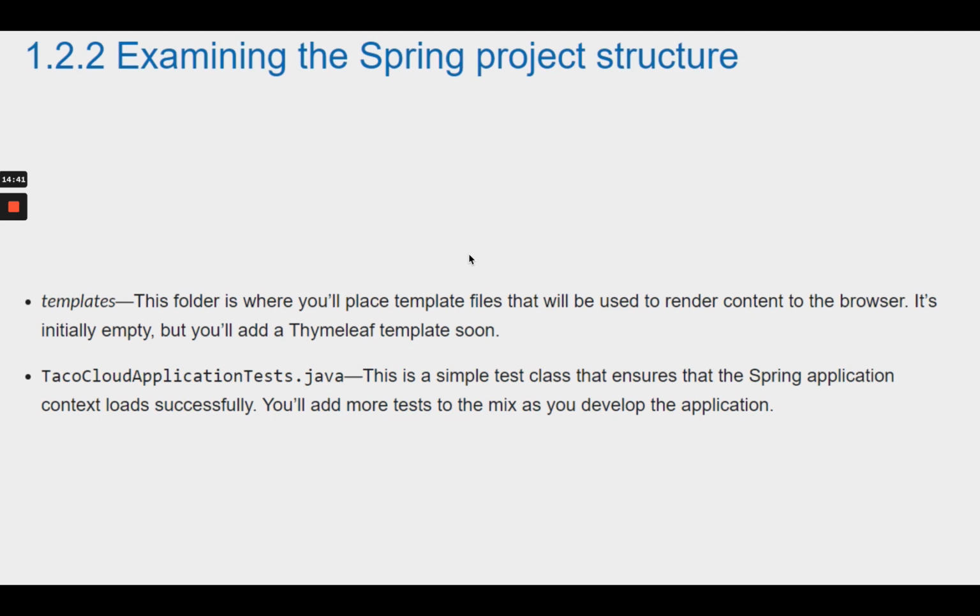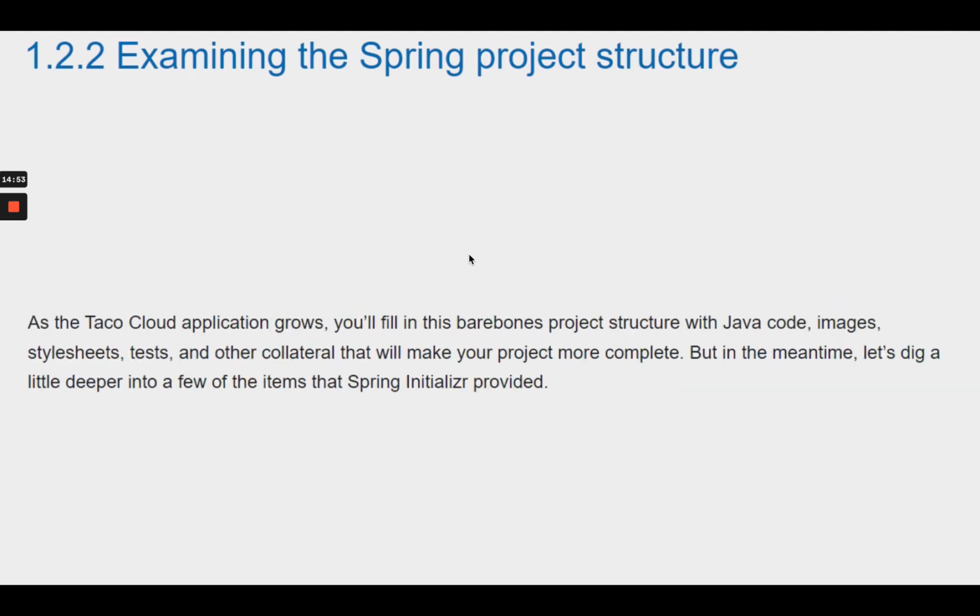TacoCloudApplicationTests.java. This is a simple test class that ensures that the Spring application context loads successfully. You'll add more tests to the mix as you develop the application. As the Taco Cloud application grows, you'll fill in this bare-bones project structure with Java code, images, style sheets, tests, and other collateral that will make your project more complete. But in the meantime, let's dig a little deeper into a few of the items that Spring Initializr provided.